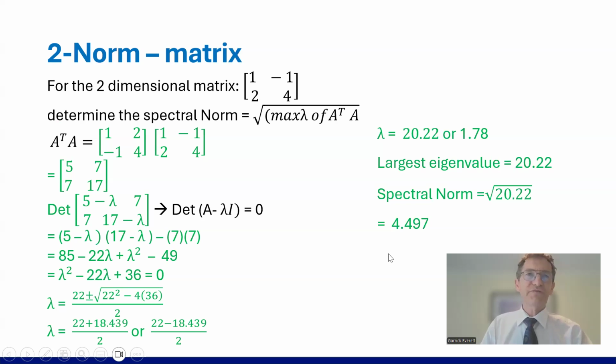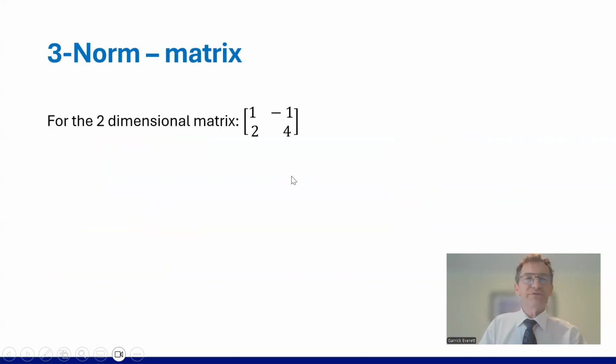It is pretty straightforward as long as you do A transpose A, find the eigenvalues, then take the largest one and take the square root. So that's it. That's the hardest one. The other three of these are straightforward.